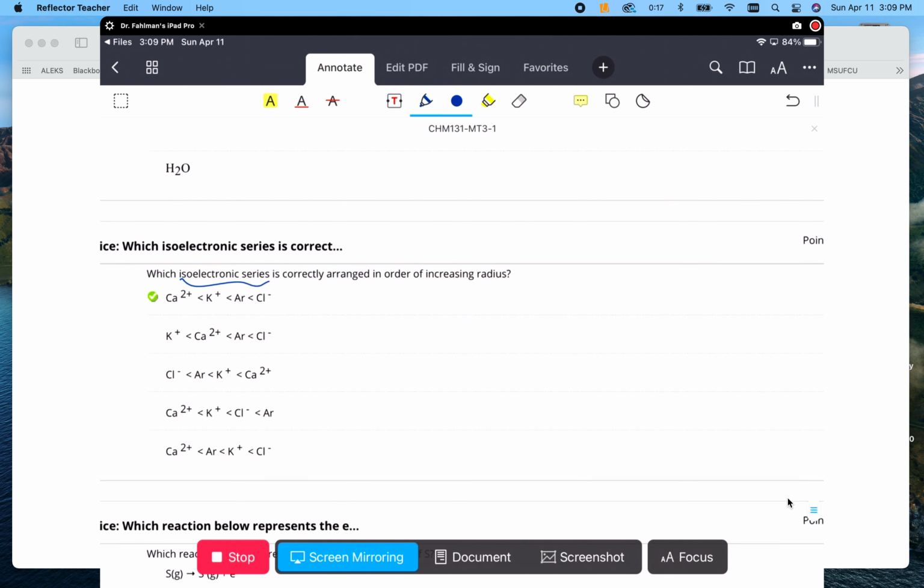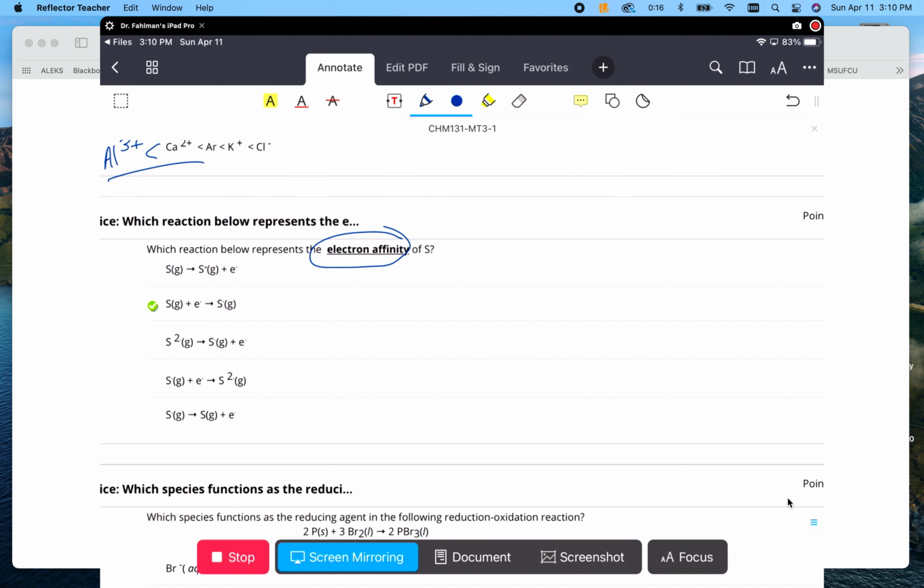Isoelectronic series. So that means the same number of electrons, correctly arranged in increasing radius. Okay, so Cl minus, so anything negatively charged is going to be the largest. And then anything that's positively charged is going to be the smallest. And so this is the proper order here. So something that would be like 3 plus would be over here yet. Let's do a real one. Aluminum 3 plus would be even smaller. Okay.